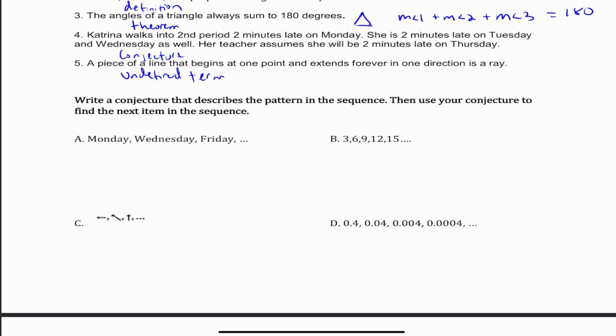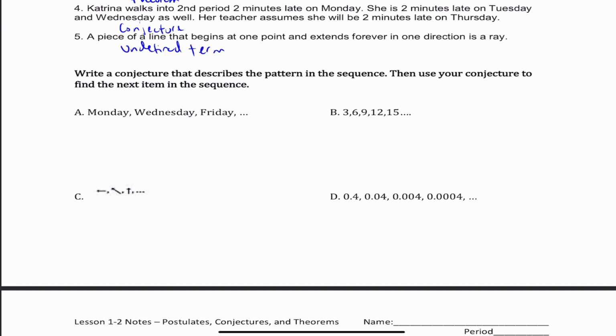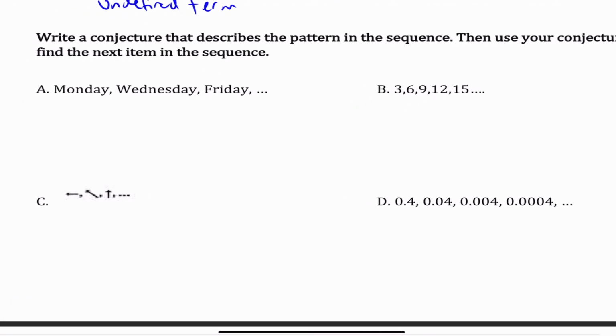Now I want to go ahead and take a look at this. It says, write a conjecture that describes the pattern in the sequence, then use your conjecture to find the next item in the sequence. So again, what a conjecture is: if you recognize a pattern, you're going to form a guess. And it's okay if your guess is incorrect, but for this one, there should be a correct guess, so make sure that you follow along.